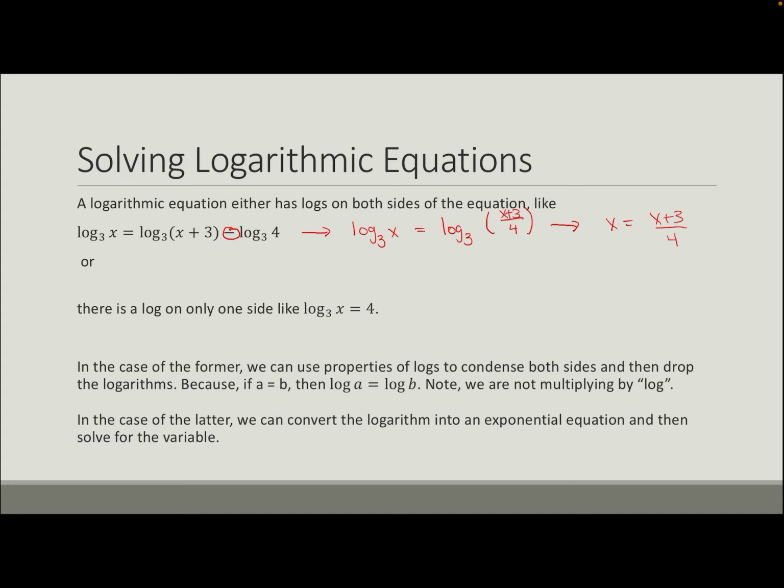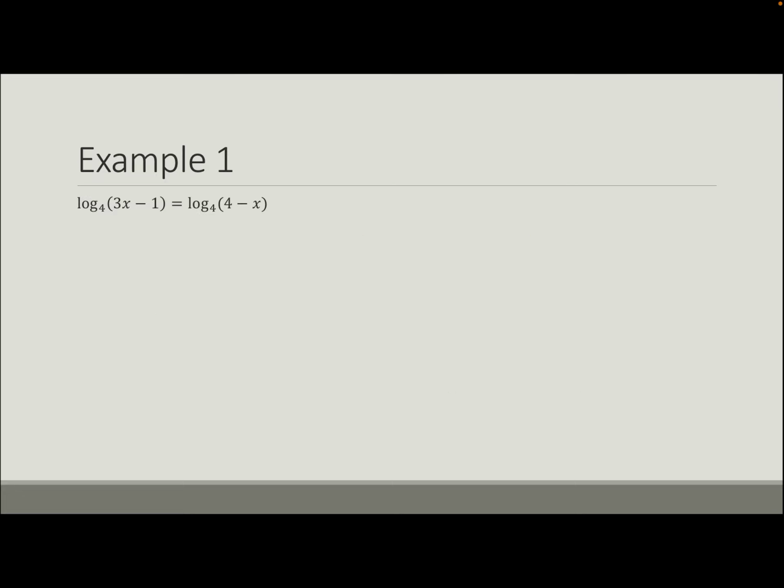In the case where we have only one logarithm on the side, we want to make an exponential equation. And remember, you have a base, you have an exponent, and you have the power. So we're going to say that could be rewritten as 3 to the 4th equals x, and then solve that equation. Now that's easy, x equals 81, but that's what we're going to be doing in this section.